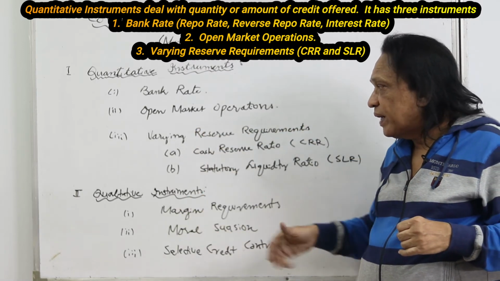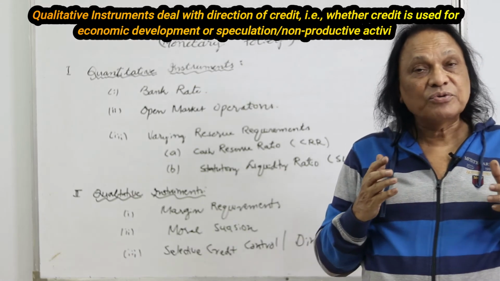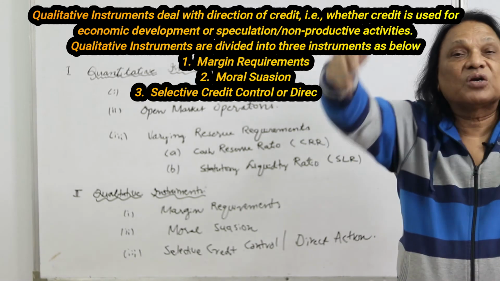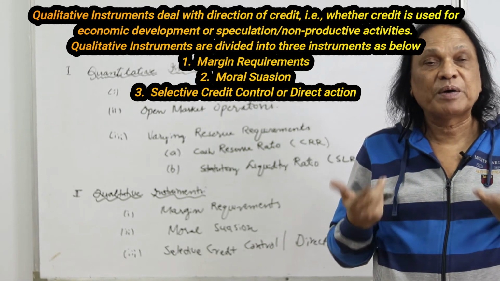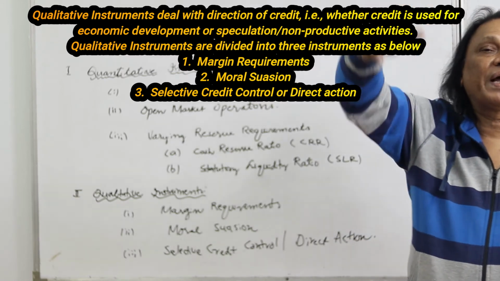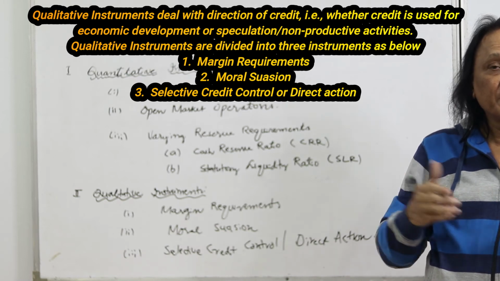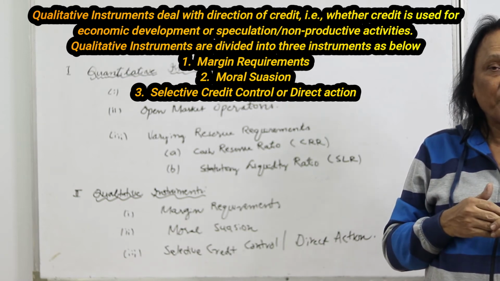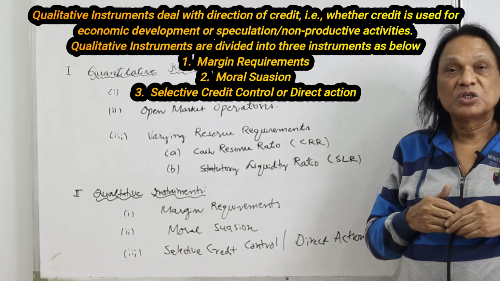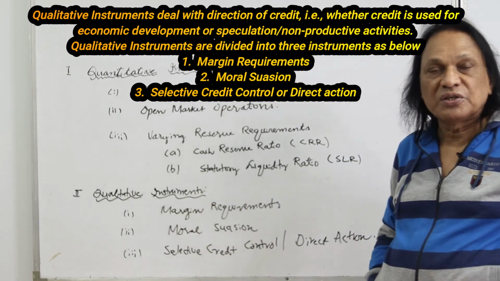Then you have qualitative instruments. Qualitative means you have to see the loans which are going into the economy, for which purpose they are used. That is direction of change. Are they being utilized for production or for increasing output, employment and income in the economy? Are they utilized for speculation? That is qualitative instruments, that is direction of change.